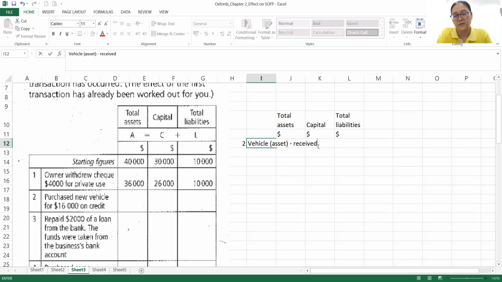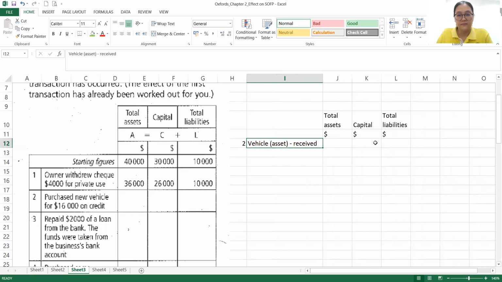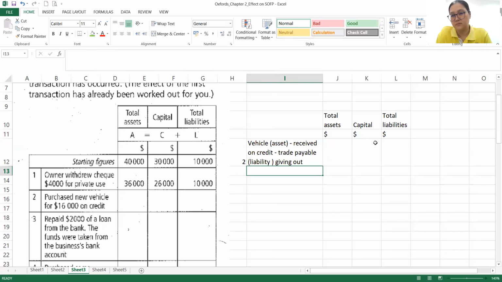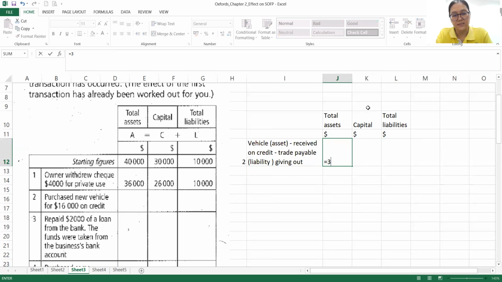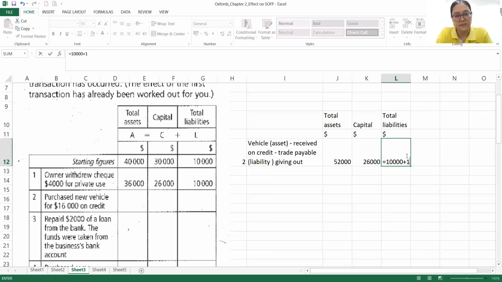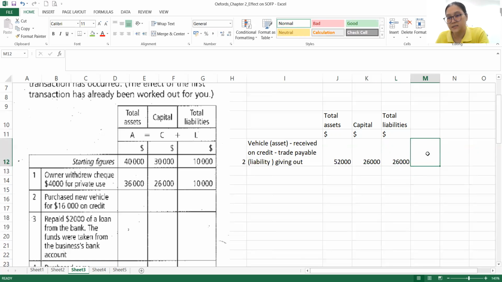Receive. So this one will increase the asset. So this one increases the asset, and then on credit means trade payable. Trade payable is a liability, giving up. So this rule tells us that our 36,000 plus 16,000 is 52,000, and this one has no change. Our liability increases by 16,000. So do these two check? This equals, OK, you minus this and minus this, and if you can get 0, it is correct.